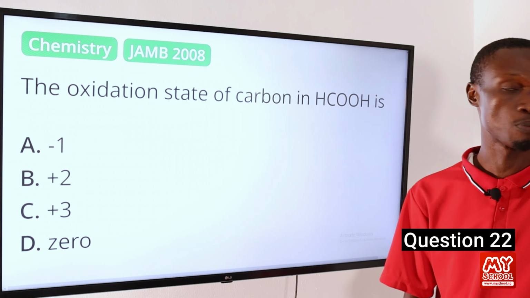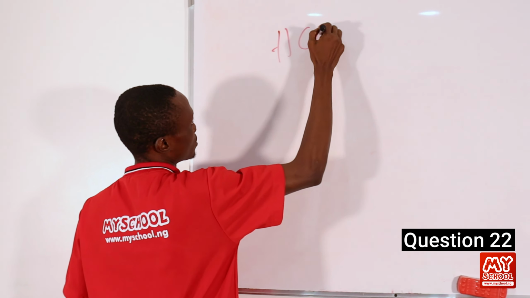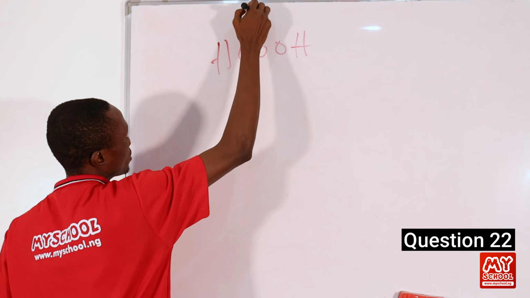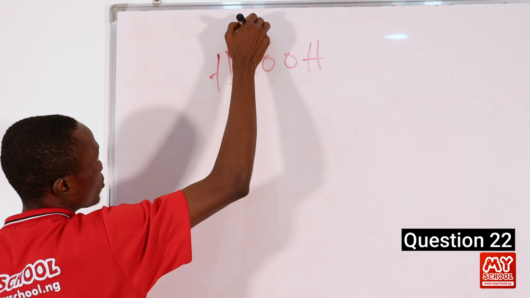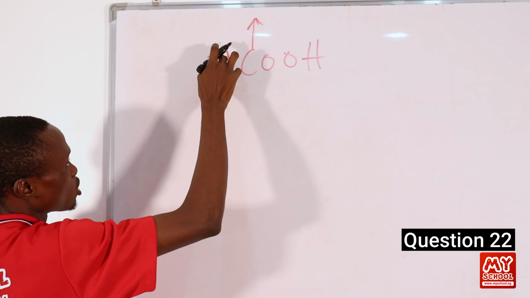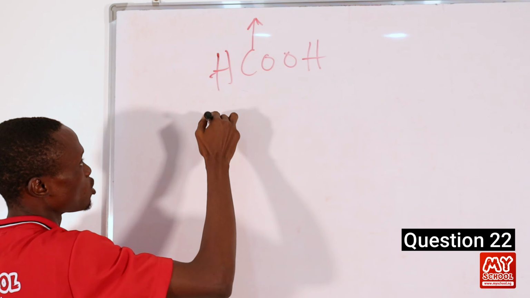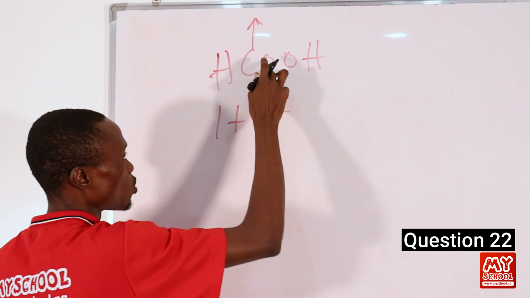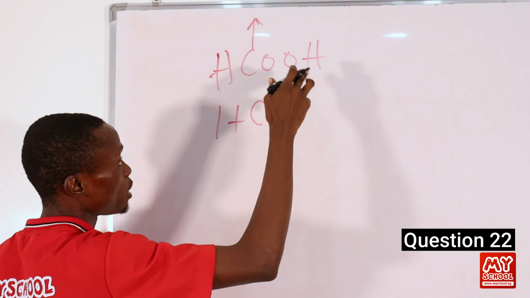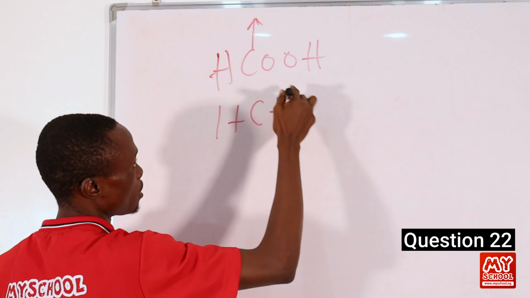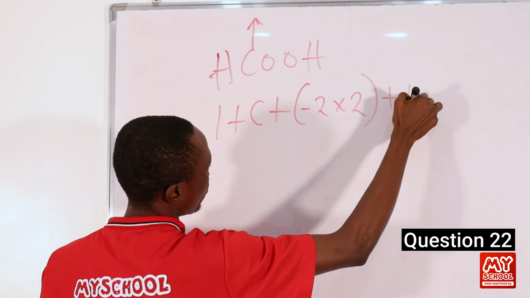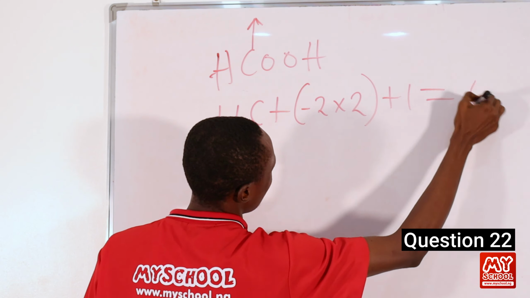Okay, so let's move over to the board to provide a solution to this problem. So this is methanoic acid, and we are asked to find the oxidation number, or the oxidation state, of carbon in this compound. We know that the oxidation state of hydrogen is +1, so here we have 1, plus carbon, the one we are looking for, plus we know that the oxidation state of oxygen is -2. We have 2 oxygens here, so we go -2 times 2. Then our hydrogen is also +1. Combining everything, this equals 0.